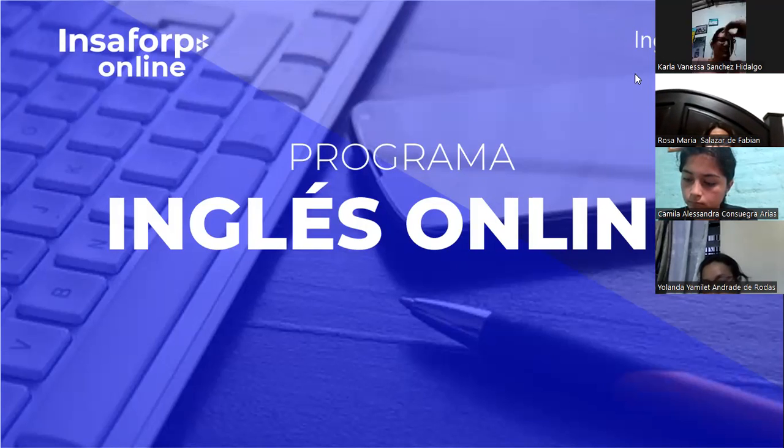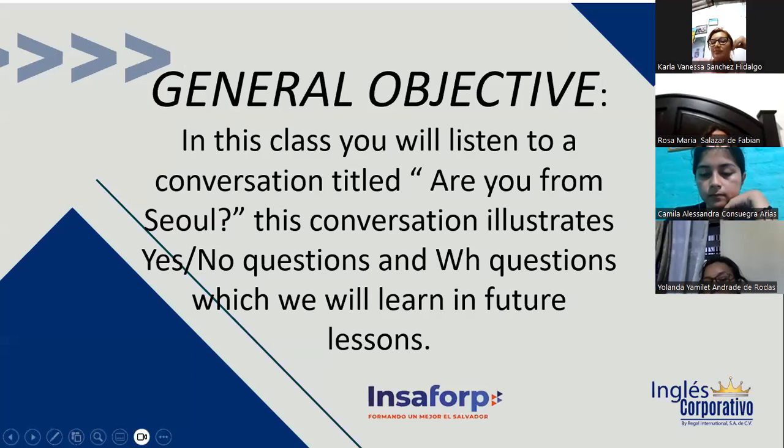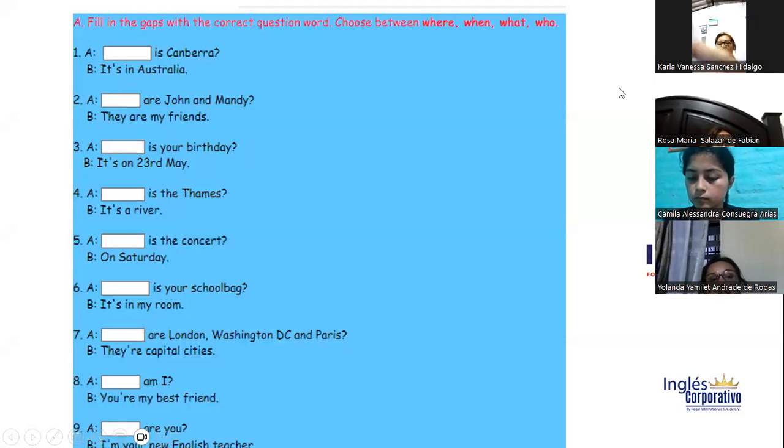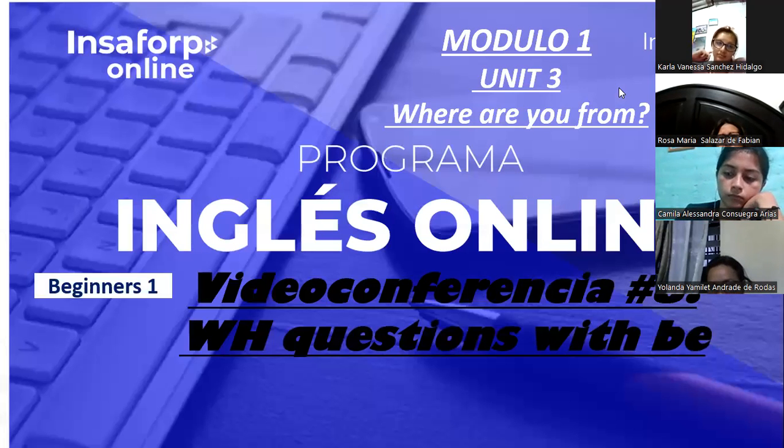Okay, so let's continue also talking about some simple structures using the verb be. For this, I'm going to start with the following activity. Look at this one. I want you to help me to complete this general information. It says, fill in the gaps with the correct question word. Choose between where, que significa dónde, where. So you can check the pronunciation, where. And then we have when, las famosas WH questions with be.